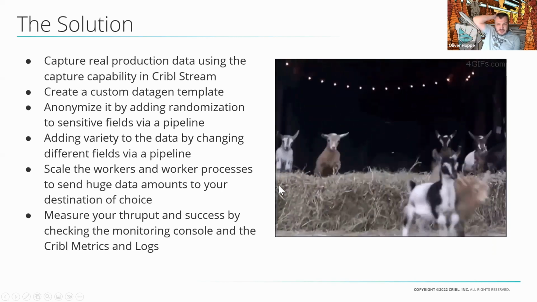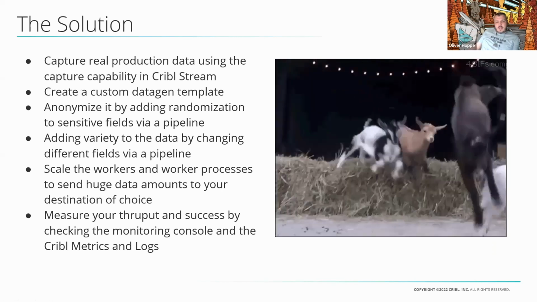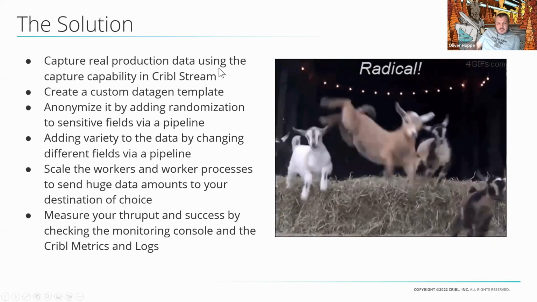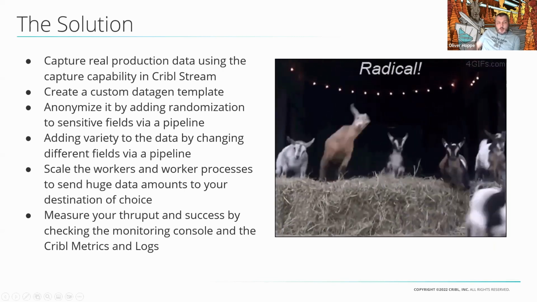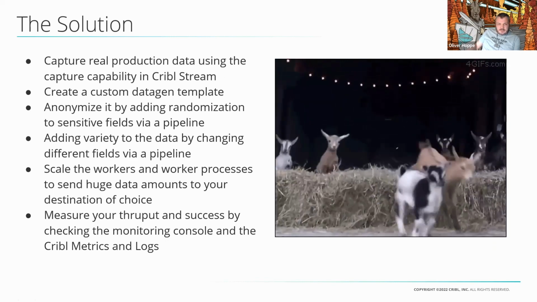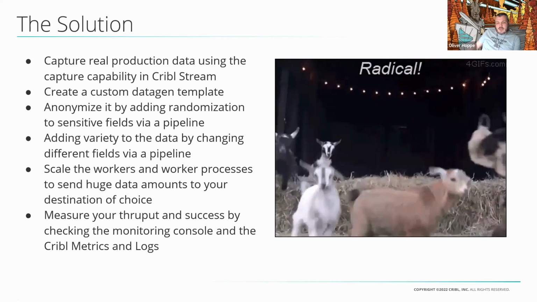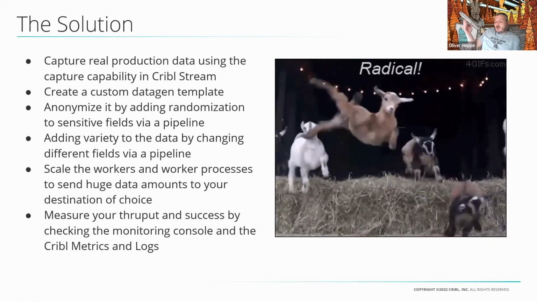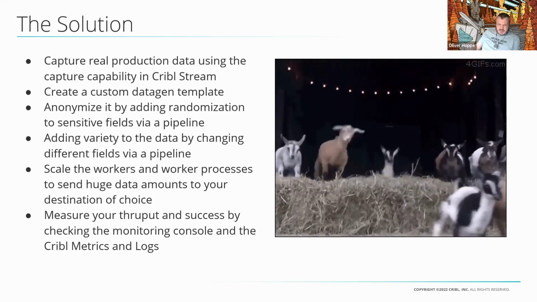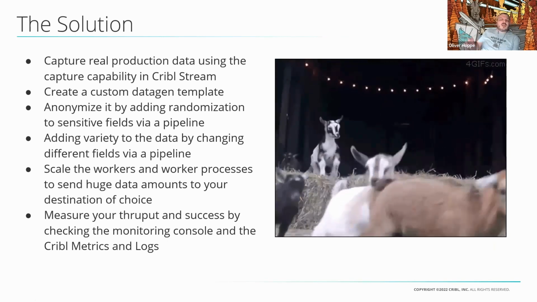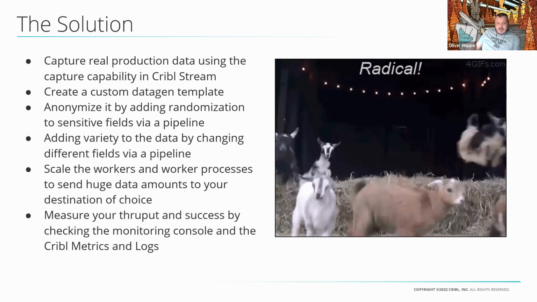So what we will do today: I will demonstrate how to capture some reproduction data using Cribl's capture capability. We will create a custom DataGen template out of it. We will anonymize some data by overwriting it, using randomization with simple JavaScript syntax, on a field that we will call sensitive. I just took a simple example here.